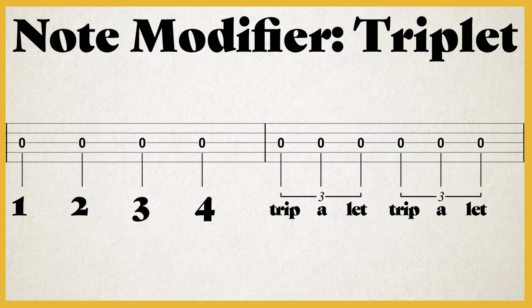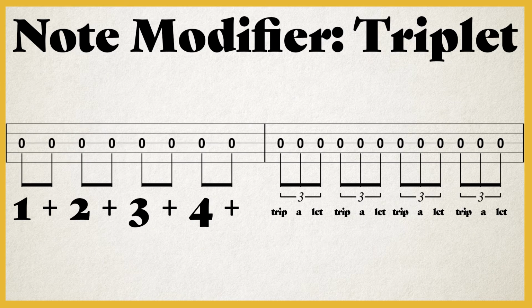So it wouldn't really surprise me if that wasn't the easiest thing for you to count through and play accurately. One technique to practice a triplet is to alternate between measures of, for instance, quarter notes and quarter note triplets. 1, 2, 3, 4. Trip-a-let, trip-a-let. 1, 2, 3, 4. Trip-a-let, trip-a-let.